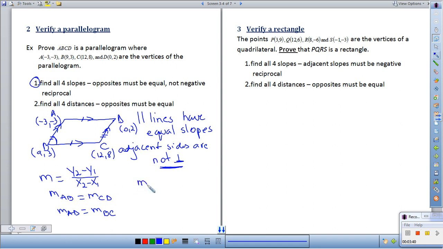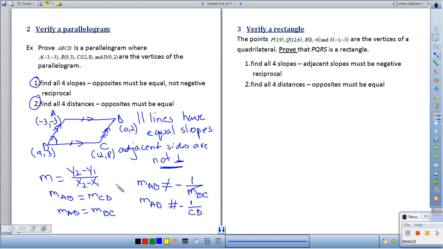And in the process of calculating all the slopes, you will also notice that the slope of AB will not equal the negative reciprocal slope of BC, since AB and BC are adjacent. You'll also notice that the slope of AD will not be the negative reciprocal of CD, and so on.